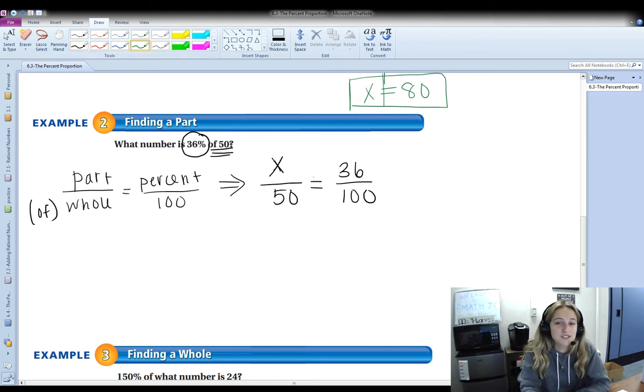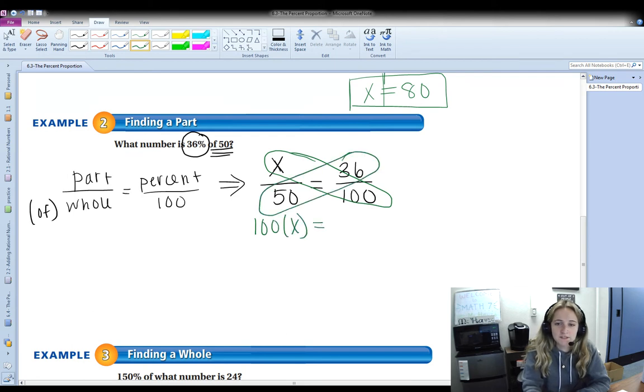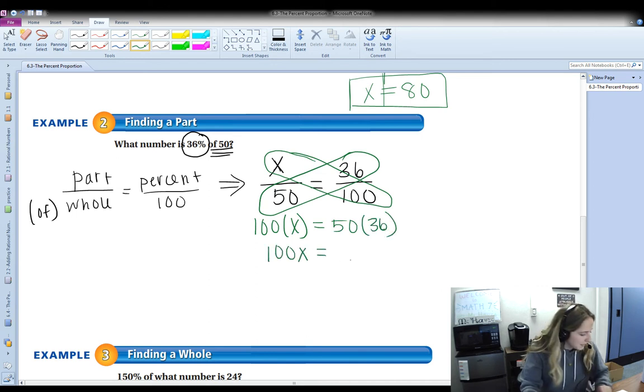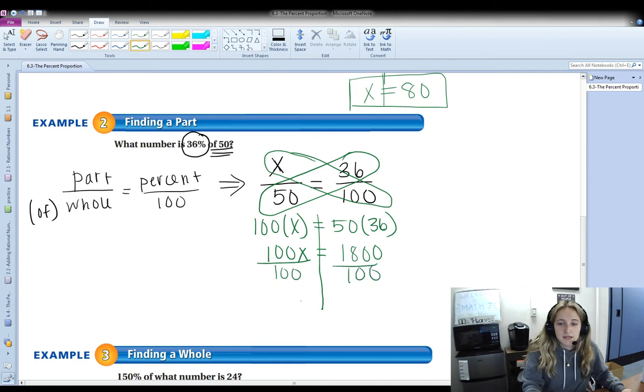So again, let's just take the cross product since we know how to do that from the last chapter. So we're going to have 100 times x equals 50 times 36. Okay, that's going to give me 100x equals 50 times 36, which should give me 1800. And then remember, we just solve for x. So you're going to divide both sides by 100. And then you'll get x equals 18. So that means that our part is 18.